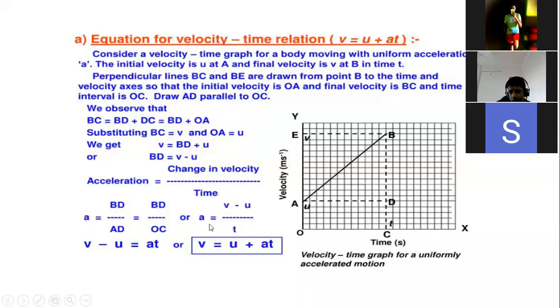Can you see that equation, children? V minus U is equal to the acceleration. Just cross multiply the time there: V minus U is equal to at, or you can consider V is equal to U plus at. So V is equal to U plus at is Newton's first equation, which explains that final velocity is equal to initial velocity plus acceleration into time. This is a derivation which is given as it is. There is no change. This is the first equation of motion.